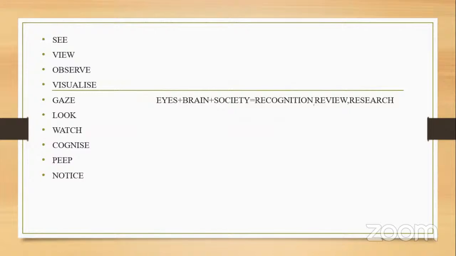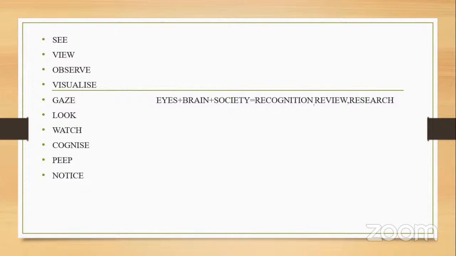So you can see these words which I have written here: see, view, observe, visualize, gaze, look, watch, cognize, peep, notice. You can see that these words are a mixture. A few words relate to your eyes, meaning you can see, right? And a few words are related with the brain, plus other words are related with society. When we are conducting the literature review, we can't ignore these things and these words. They are reflecting the eyes, brain, and society. Eyes should be open, brain should be used, and society should be considered while you are going to conduct a research.